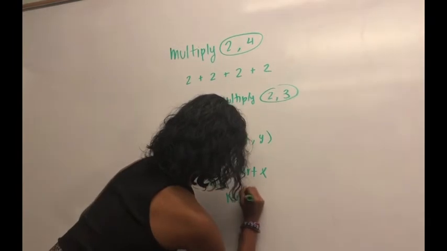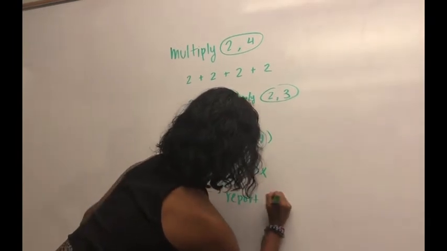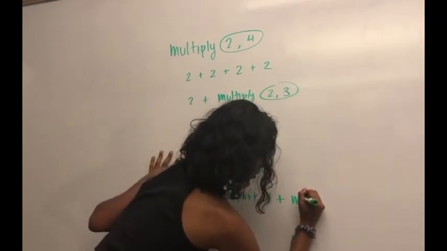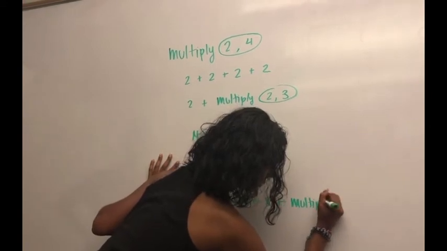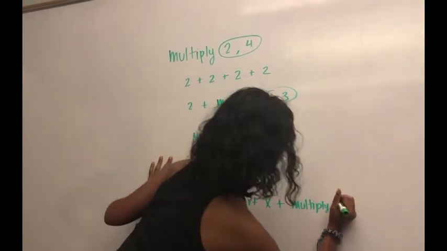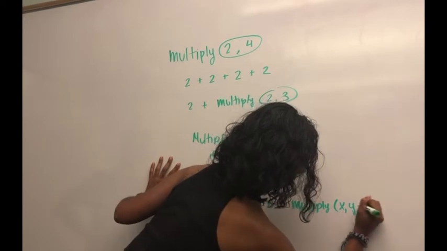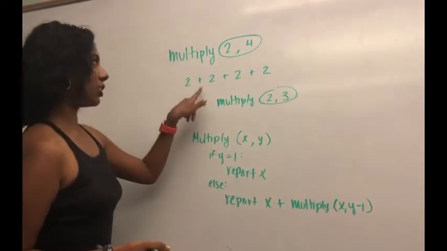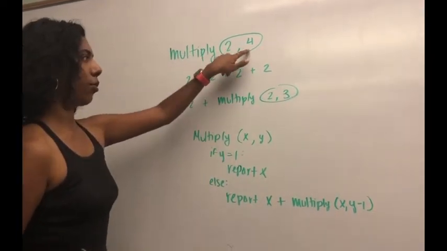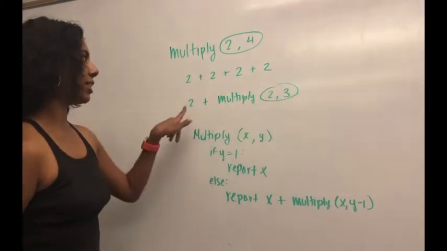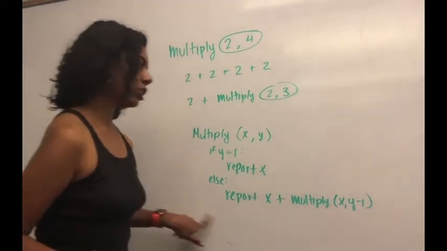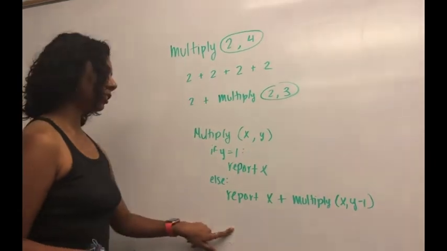So we want to report x plus multiply, because the only thing that changed from 2 times 3 to 2 times 4 is that we subtracted 1 from y and then added this number one more time. So that's basically the same logic that happens here.